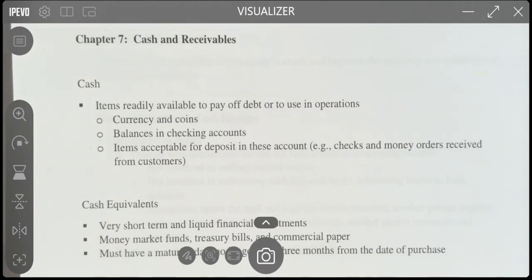So in this module, we're going to talk about the accounting issues that arise around the cash and receivables accounts. So cash, this includes items readily available to pay off debt or to use in operations. So of course it includes currency and coins, balances in checking accounts, and items acceptable for deposit in these accounts, checks, money orders received from customers.